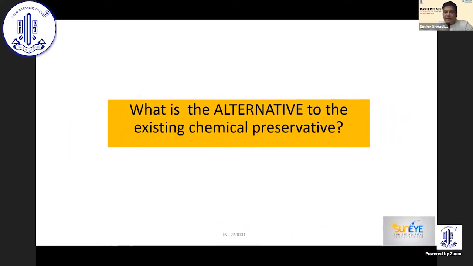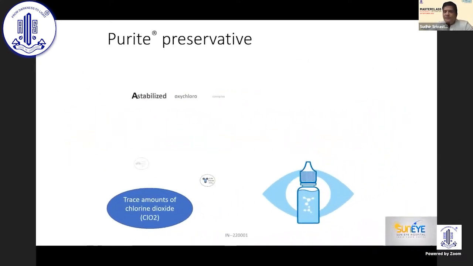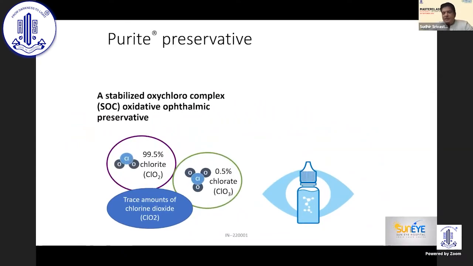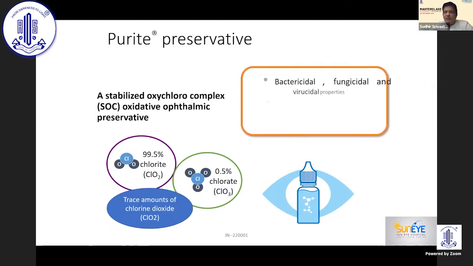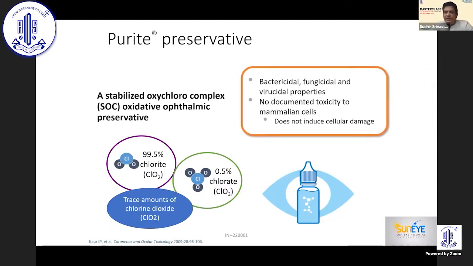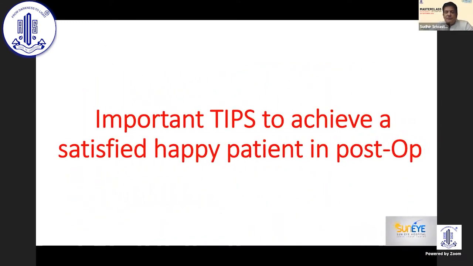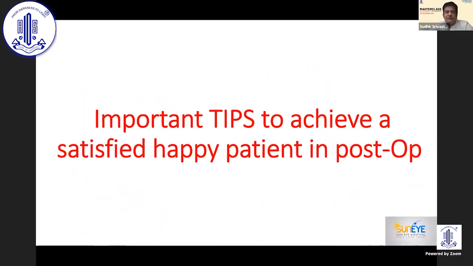So what is the alternative? Fluoride is the answer, because it's an Allergan talk. So Allergan is a sponsor, I must say, but it's a good thing. Fluoride is ocular surface friendly. It has bactericidal and fungicidal properties also, and it is much less toxic according to several studies.